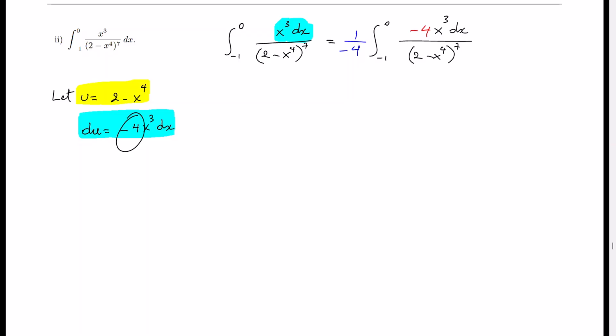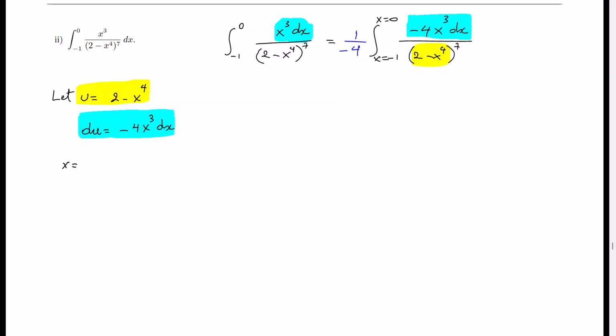So if I'm putting the negative 4 on the numerator, the extra number that I put should be on the outside on the denominator. Okay, so that's great. So this allows me to now see that there's a du in the numerator, and there's a u raised to the power of 7 in the denominator. The only thing that remains to do is to change the bounds from negative 1 and 0 to be in terms of u as well.